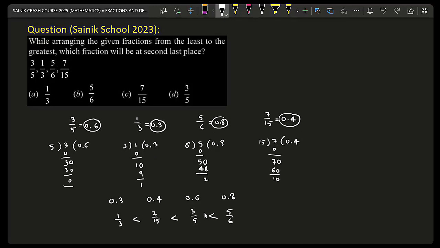So what is the answer for this? Sir, 3 by 5. They're asking second last place. Last place means 5 by 6, but they're asking second last: 3 by 5. Which option is correct, Vamshika? Sir, D. D is correct. So this is answer D. So this is one method using decimals. Very good, Vamshika. You can mute yourself now.